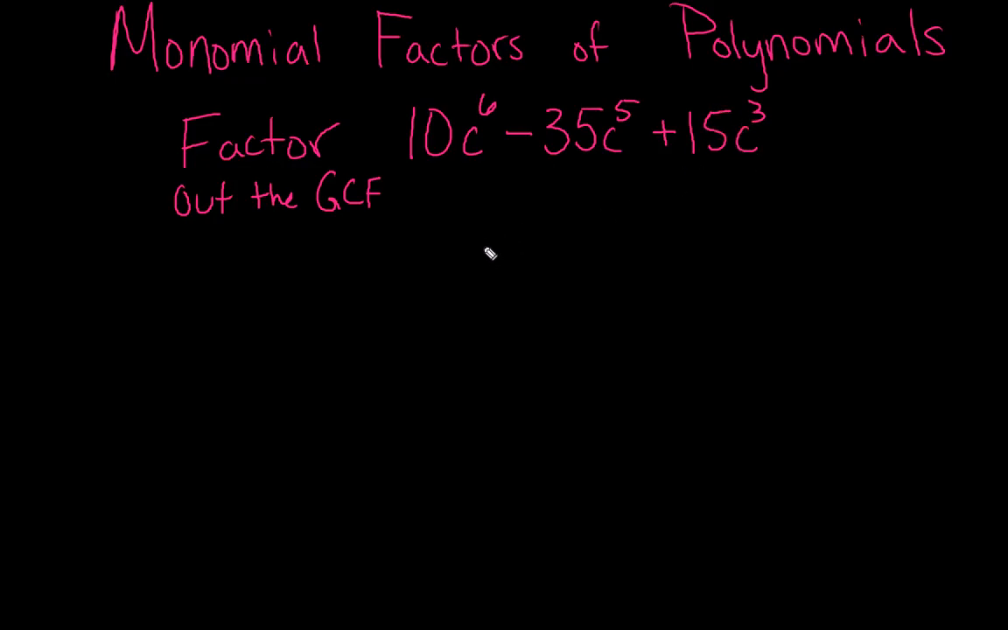And what we're going to do is start with the coefficients and find the greatest common factor of the coefficients. And so looking at 10, what are factors of 10? Well, we have 1 and 10. We have 2 and 5, and 3 and 4 are not factors of 10. There's nothing we can multiply with 3 or 4 to give us 10.